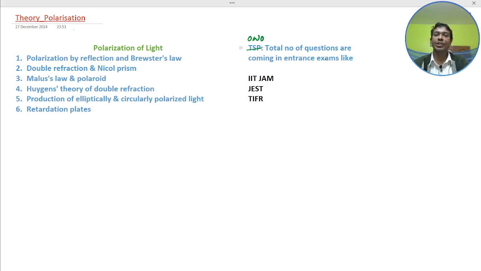So the total number of questions coming in the entrance exam: in IIT JAM there are 8 to 9 questions, in the JEST exam 3 or 4 questions, and in TIFR 3 questions are coming in this topic of wave optics and oscillation. In the polarization chapter, 1 or 2 questions are coming.